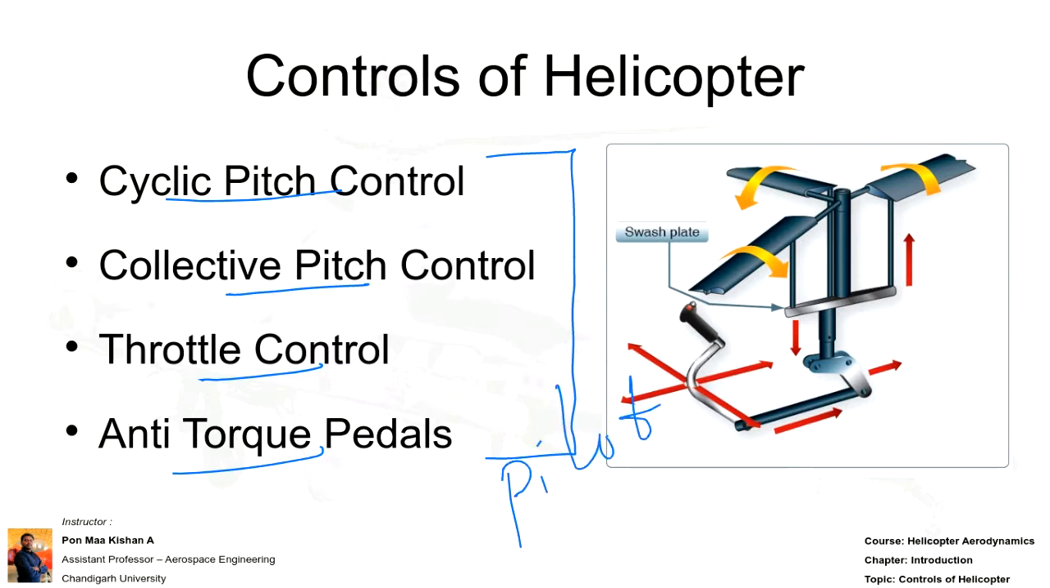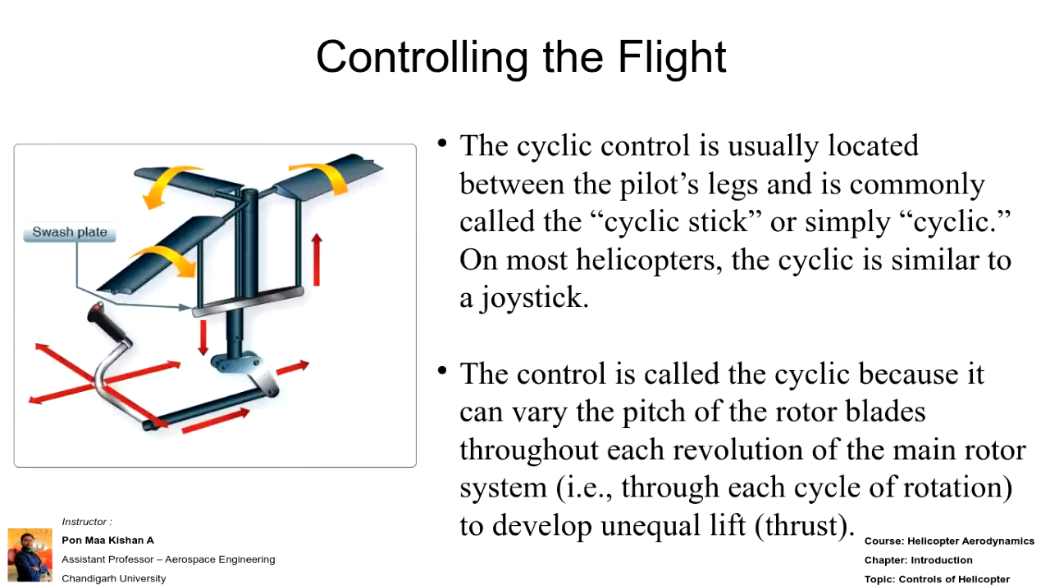The control system will be located in the cockpit itself, okay, so we will watch that in detail. Right, so the first one is cyclic pitch control. So this type of control will be located in the pilot's cockpit.